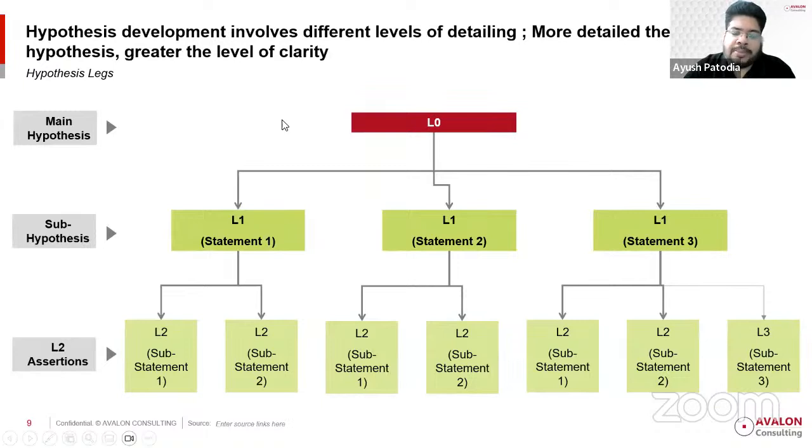Okay, so the hypothesis development will involve your main hypothesis. You will have sub-hypothesis for it, or your L1 statements, and then it can again be broken down into your L2 assertions as well, your sub-statements. Do we only have till L2 assertions? Not always. There might be cases where you also need to go further deep down to L3 assertions, but ensure that you don't make it very complicated. Otherwise, you'll not be able to manage all those levels.